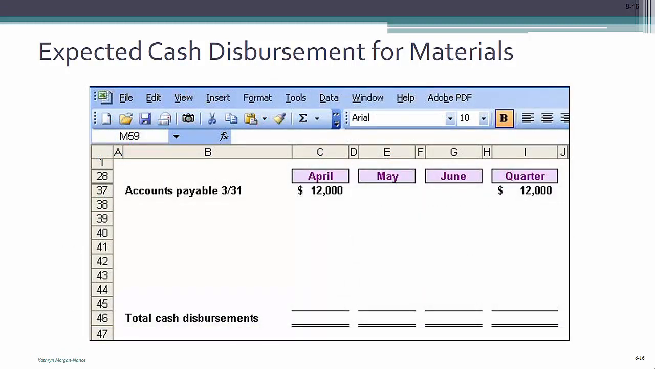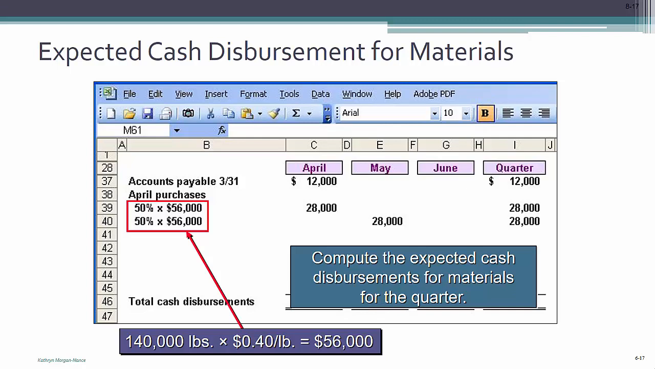The first step in calculating Royal's cash disbursements then is to insert that beginning accounts payable balance of $12,000 into the April column of the cash disbursement schedule. This balance will be paid in full, as I said, in April. Next, we calculate the April credit purchases that will be paid during each month of the quarter. In April, $28,000, that's $56,000 times 50%, will be paid, and the remaining $28,000 will be paid in May. As a reminder, the $56,000 is derived by multiplying 140,000 pounds purchased, see the direct materials budget, by the 40 cents per pound purchase price.